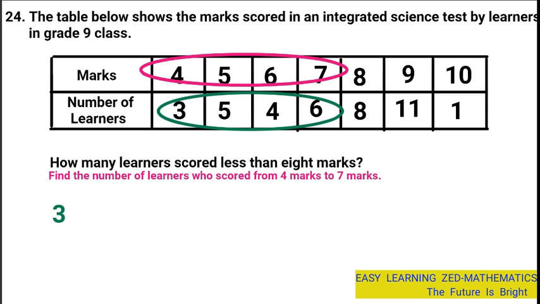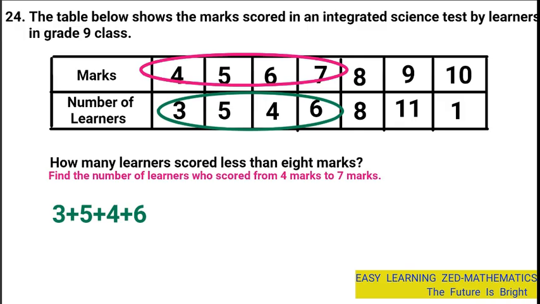Then how many scored 5? We can see that it's 5. How many scored 6? We can see that there are 4. How many scored 7 marks? We can see that there are 6. Okay, so those are the numbers we're going to add. So we're not going to add anything from 8 up to 10.